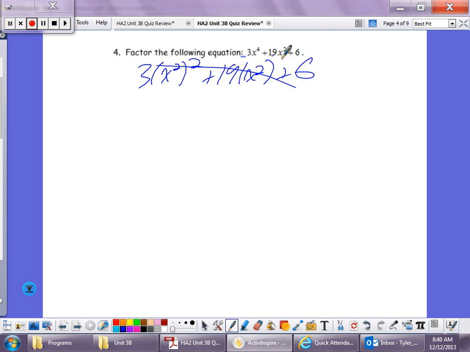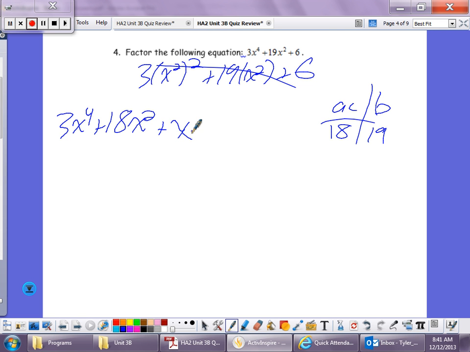So then, from here, you just do the AC method and just treat it like any other quadratic. So 3 times 6 is 18, b is 19, so you just need two values that multiply to 18 and add up to 19. So that would be 18 and 1. So you get 3x to the fourth plus 18x squared plus x squared plus 6. Okay? This is where it differs from the quadratic a little bit because here you have x to the 4th and x squared. Alright? But other than that, it's exactly the same.